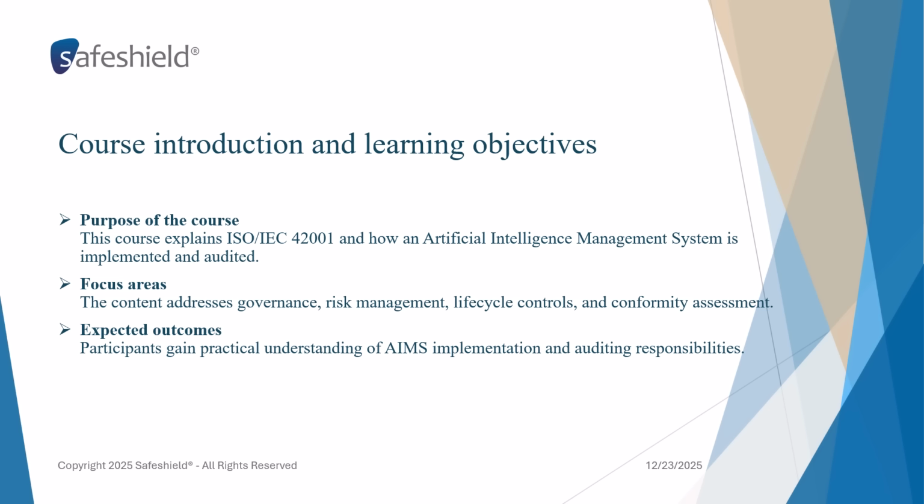Artificial intelligence systems are now embedded in critical business processes, customer interactions, and decision-making activities across industries. As organizations increasingly rely on AI, expectations around governance, accountability, risk management, and regulatory compliance continue to rise. ISO 42001 was developed to address this reality by providing a structured management system standard specifically designed for artificial intelligence. This course introduces ISO 42001 and explains how an artificial intelligence management system, or AIMS, can be implemented and audited in a systematic, auditable, and business-aligned manner.